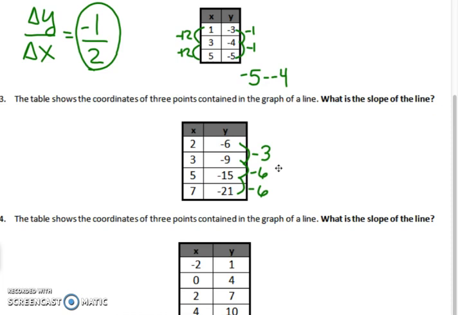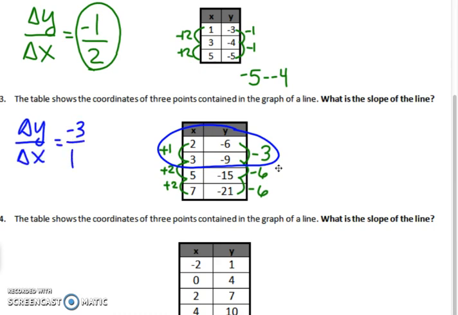So let's check the right or the left side to see kind of why that happened. So here they just went up by a 1, but then here you notice they went up by a 2 and then up by a 2. So if your rate of change isn't the same each time, you get to pick your favorite 2 points. So I could pick these 2 points right here, for example, and I would say the change in y over change in x would be -3 over 1, or just -3.